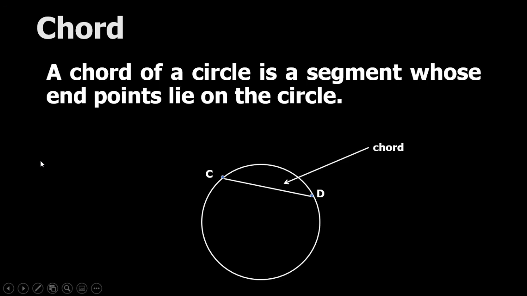Next, we have chord. A chord of a circle is a segment whose endpoints lie on the circle. Again, a chord of a circle is a segment whose endpoints lie on the circle. Say we have line CD. Line CD is a chord. Why? Because its endpoints, point C and point D, lie on the circle.